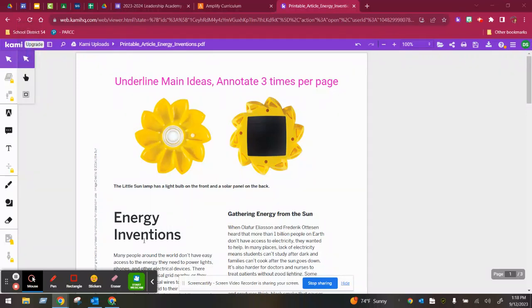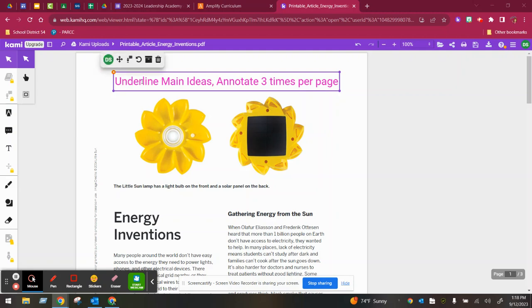The name of this article is Energy Inventions. As you read, remember to underline main ideas and annotate 3 times per page. An example will be done for you during this activity.